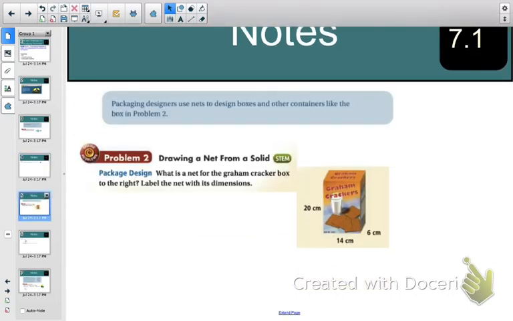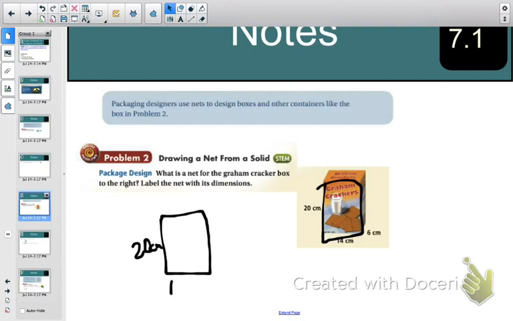Alright, packaging designers use nets to design boxes and other containers like the box in problem 2. So what is a net for the graham cracker box to the right? Label the net with its dimensions. We've got this rectangular prism, so this is going to look a little bit different than our cube. I'm just going to start with the front face here. It's a rectangle, and I know that that is 20 centimeters by 14.